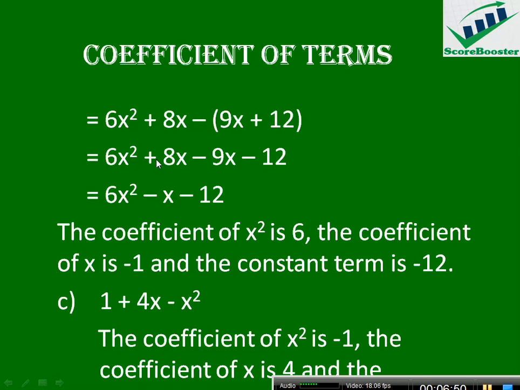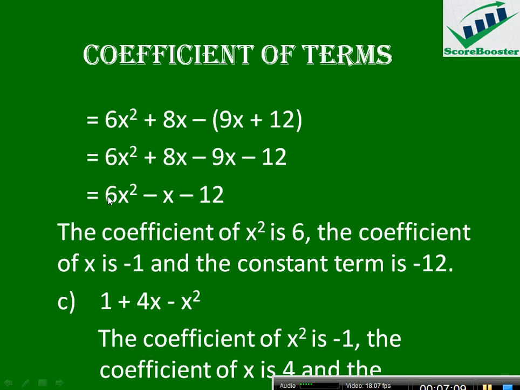6x squared. Is there anything with x squared here? No. We write only 6x squared. Plus 8x. Is there anything with x? Yes. We have minus 9x. So you have plus 8x minus 9x. If you evaluate that, you have minus x and then minus 12. Now you have a whole expression.